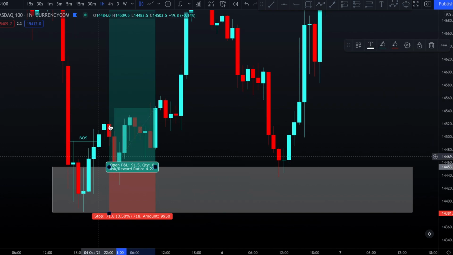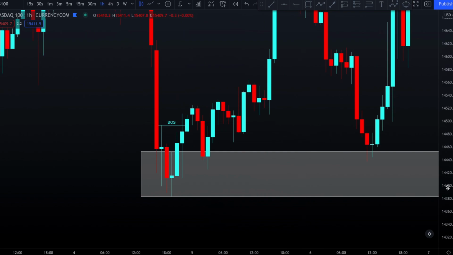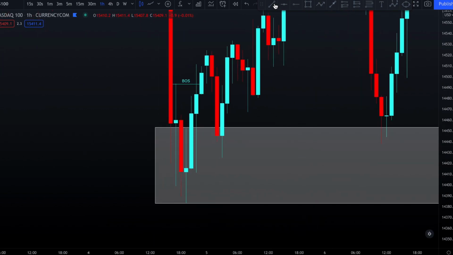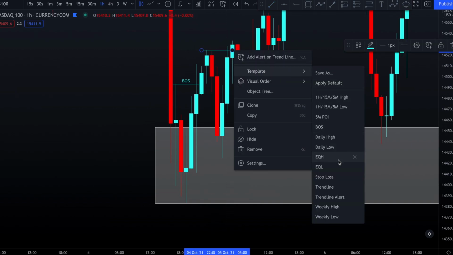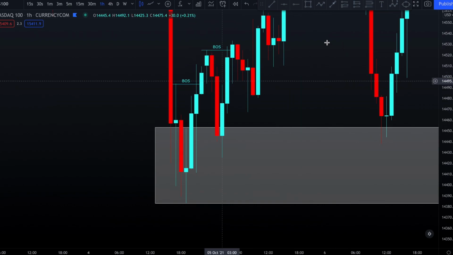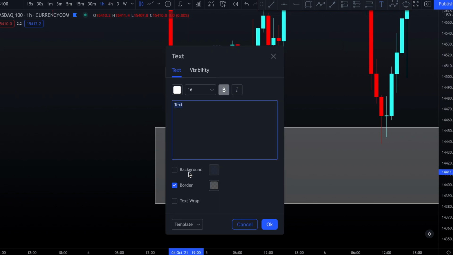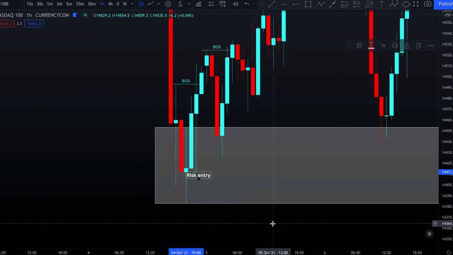We had our break of structure, a retest of the order block. Now what? Now we have our confirmation entry. We can clearly see that we broke and closed above structure again. So now we have our first entry. I'm just going to label it there by the order block. This would be our risk entry.